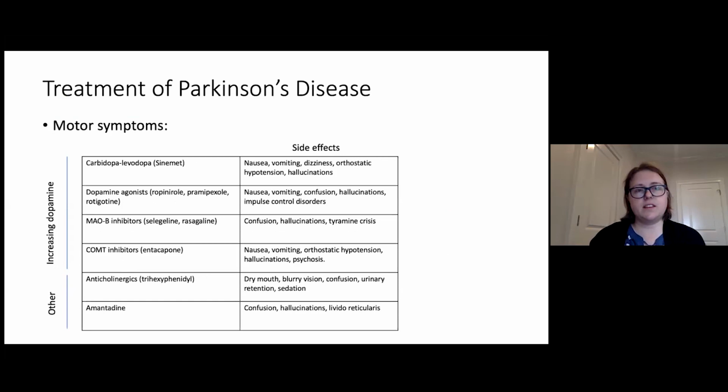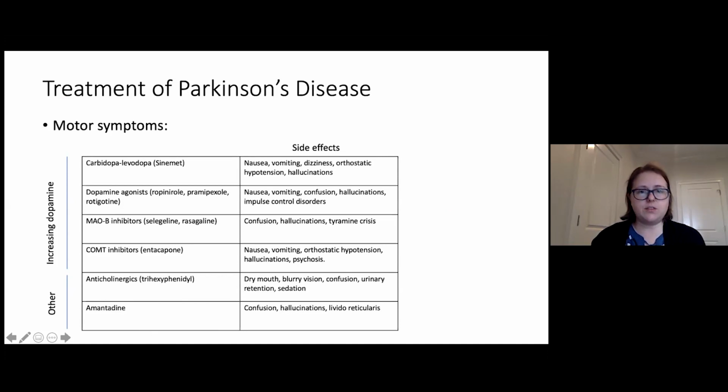So to briefly discuss the treatment of Parkinson's disease, the treatment for the motor symptoms of the disease mostly relies on therapies that increase dopamine. Parkinson's is fundamentally a disease of dopamine deficiency, so many of our therapies are involved in giving that back. There's also a couple of other therapies listed at the bottom of this chart, which include the anticholinergics or amantadine.